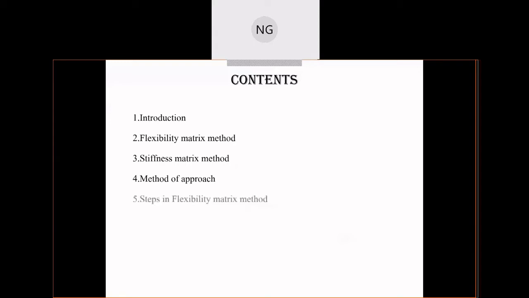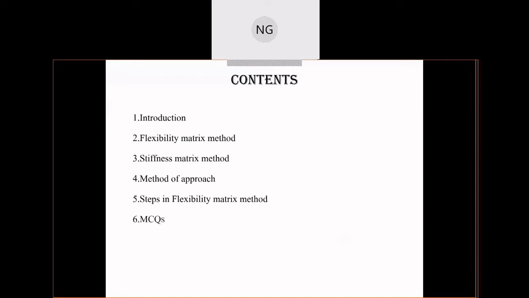Then coming to the content of this presentation: the first one is introduction, second is flexibility matrix method, third is stiffness matrix method, then methods of approaches, then steps in the flexibility matrix method, then multiple choice questions.